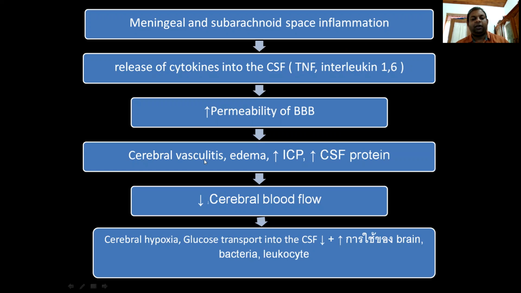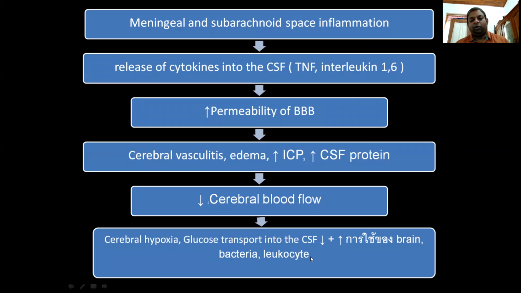Ultimately, through cerebral vasculitis and edema, as in features of inflammation, there is increased intracranial pressure and increased CSF protein. Dead neutrophils, microbial debris, and cellular debris are there, so the protein is high. This reduces cerebral blood flow, which in turn leads to hypoxia. Glucose transfer to the CSF is low. That is why, when we check CSF glucose and random blood sugar as an investigation, the CSF level is less because of consumption.